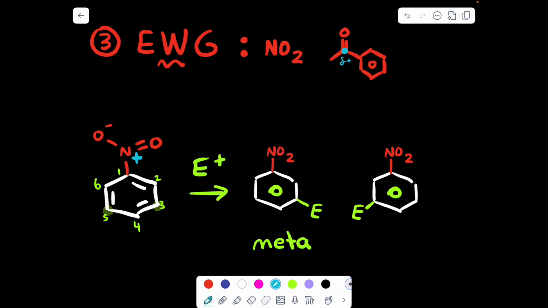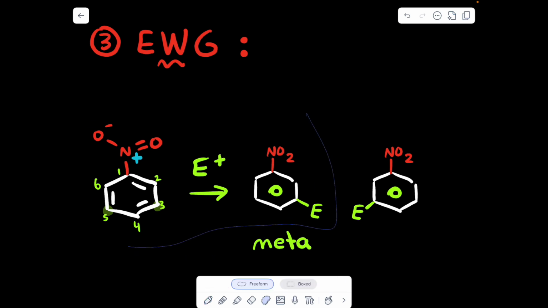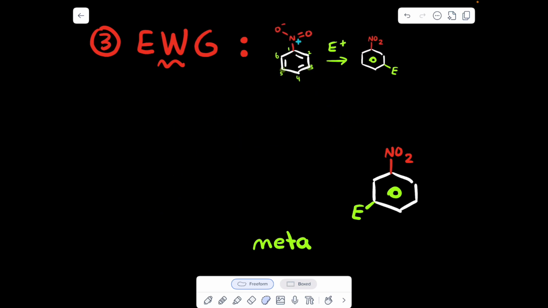So it's all about the first atom that's connected to the benzene. If that atom is delta plus or positively charged, you most likely have an electron withdrawing group. But NO₂ and a carbonyl are the most common groups that you're going to encounter. Let's keep this information in the back of our minds, right? This is what is going to happen.